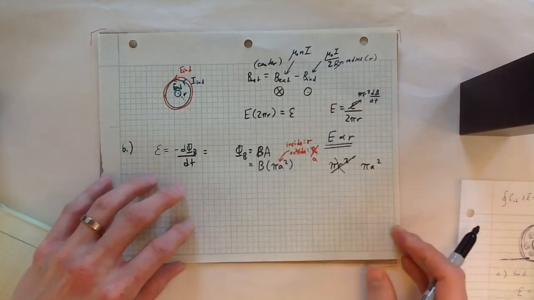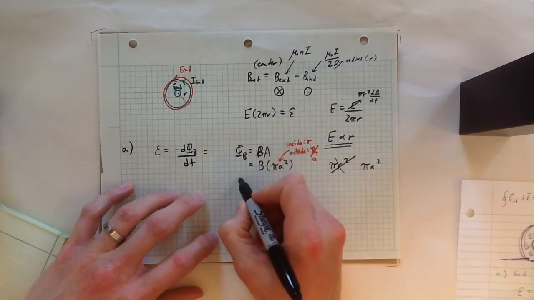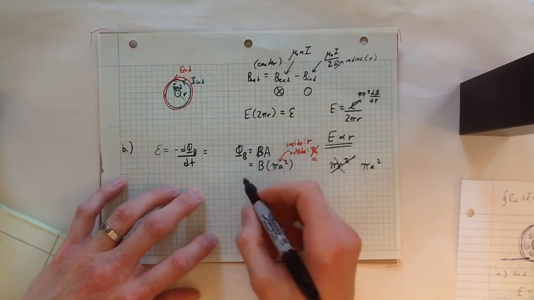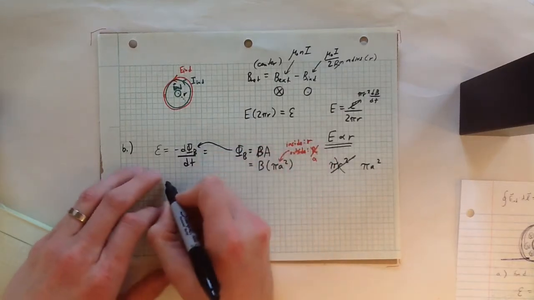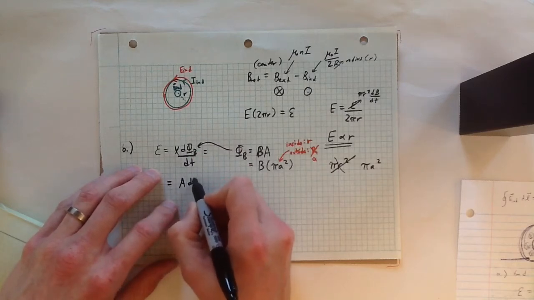So let's work out how this goes. I'm just following exactly along with our previous steps. I put it in here, I'll ignore the negative, and I get a dB dt.